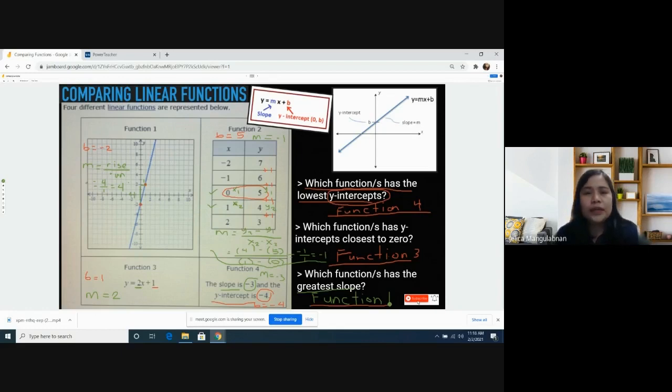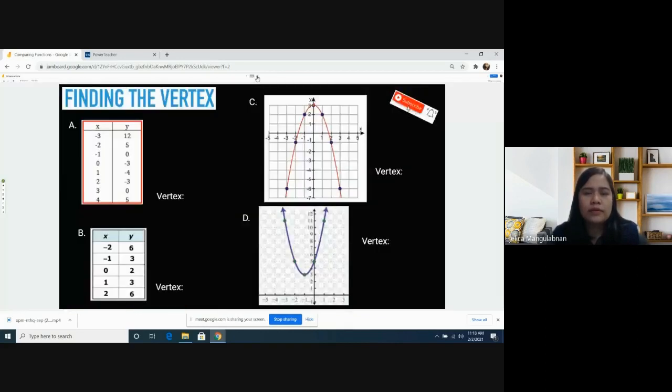So you need to recall also how to find the slope and the y-intercept given different representations like graph, table of values, equation, and a mathematical statement. Next, let us proceed to the next one. For the next one, we're going to find the vertex.